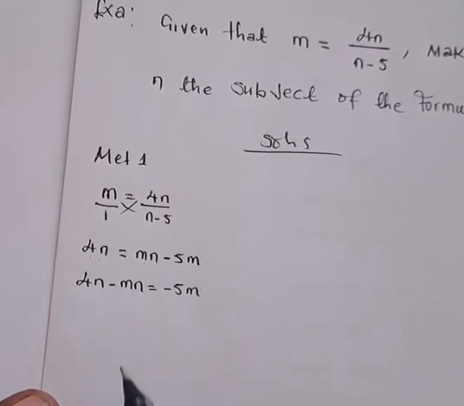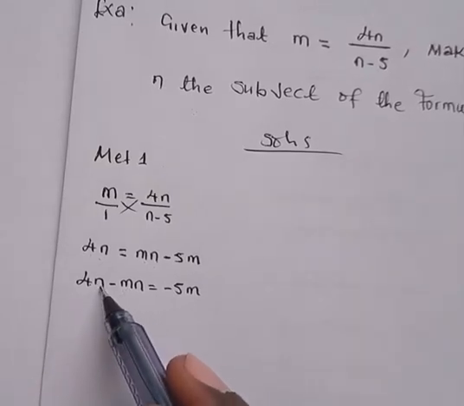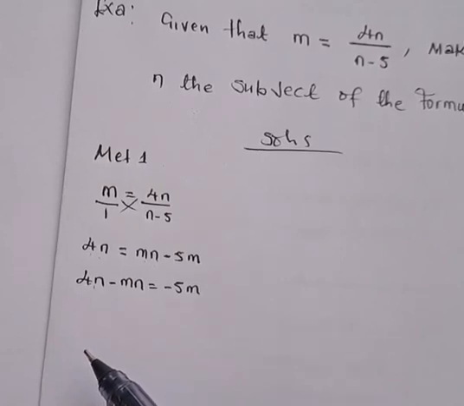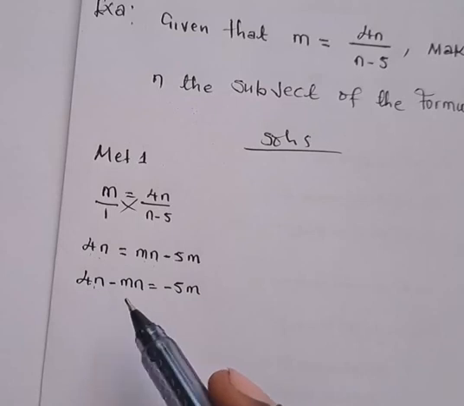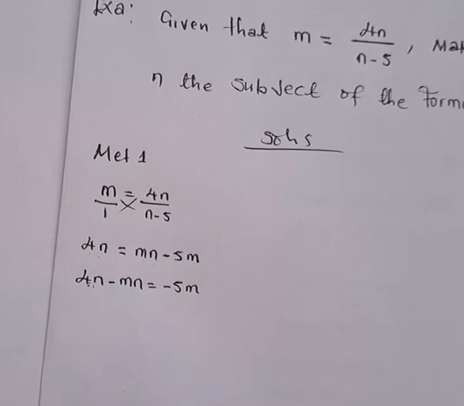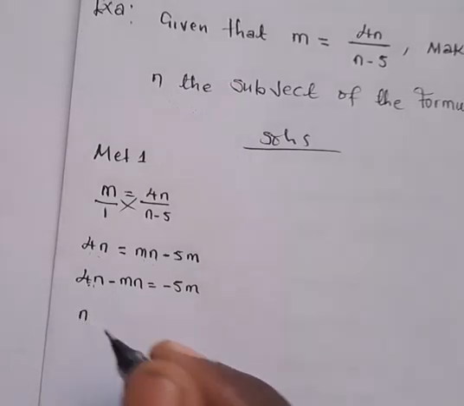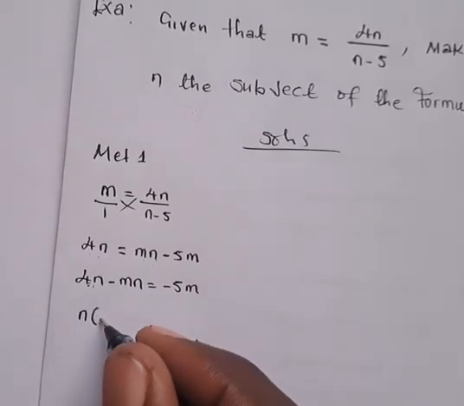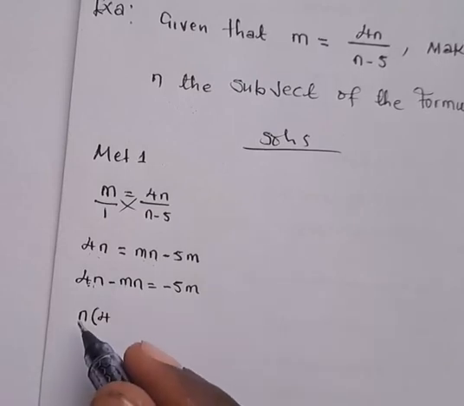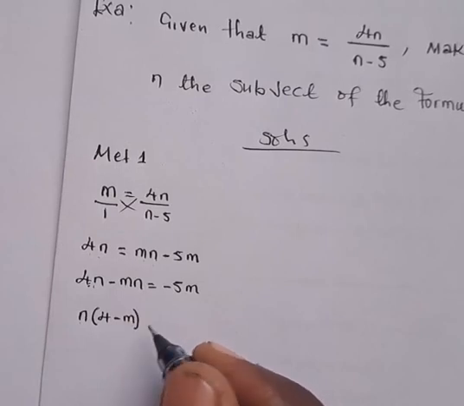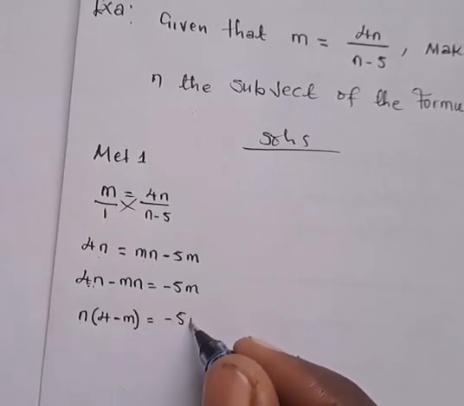Now this again becomes difficult for us to remain with n alone, because this term has n, this term has n. So how do we come up with only one term here, because there are two terms? Well, we factorize. We look at what is common here, and of course it is n, because it's found on both sides. Then we open a bracket. N into 4n is 4. N into negative mn is negative m, is equal to negative 5m.